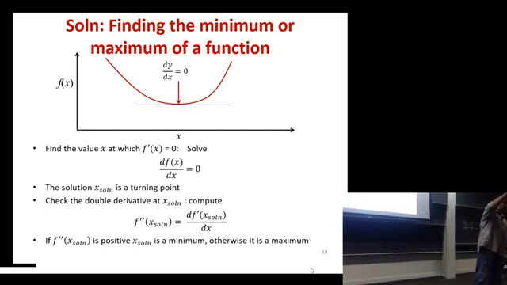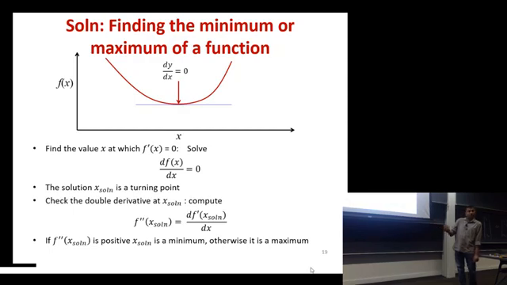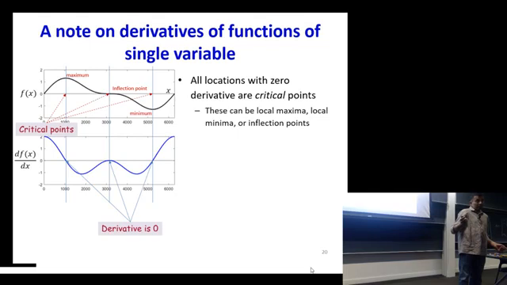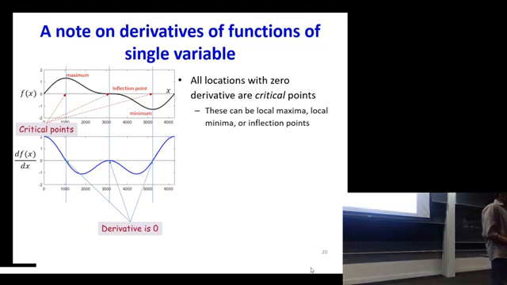So these are turning points, right? Now we're going to check if it's a turning point. We will find it if it's a turning point, and then we'll check the double derivative. If it's positive, then it's a minimum. If it's negative, it's a maximum, right? It's not that simple, because functions can have maxima.